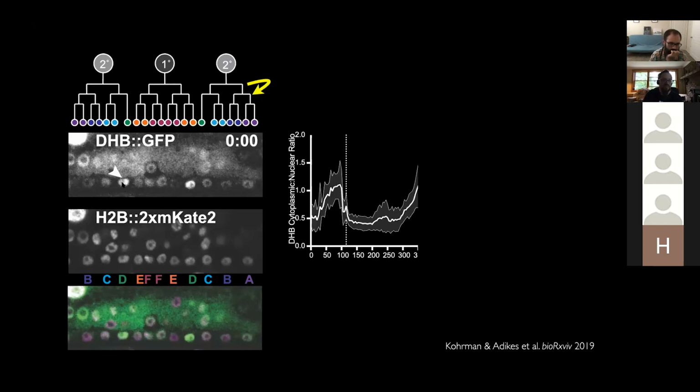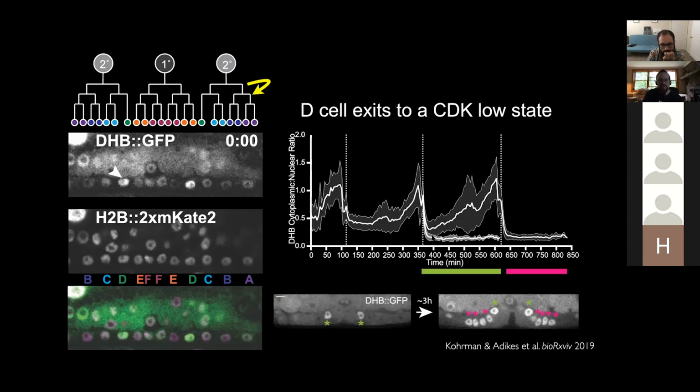Here are the 2 D cells. We see strong nuclear localization in both D cells at their birth. And if we plot this out, we can see here's the trace from all our D cell movies, and here's all the other cells that are going to go on to divide one more time, and then they divide and they exit with strong nuclear localization. And so very easily we can see a difference in the vulva between a cell that's exited the cell cycle and all its sister and cousin cells.